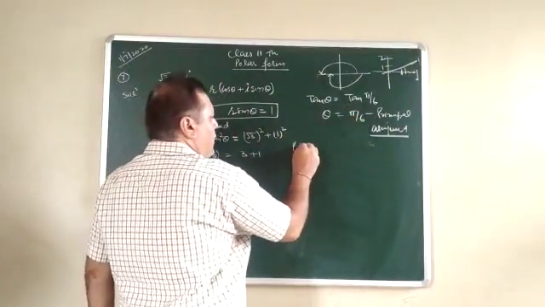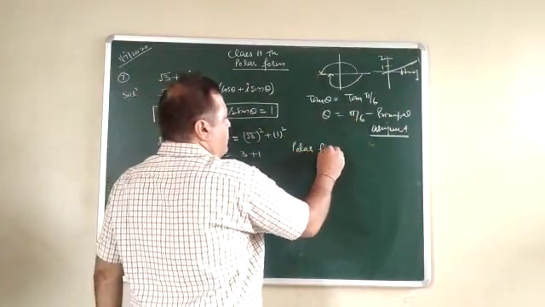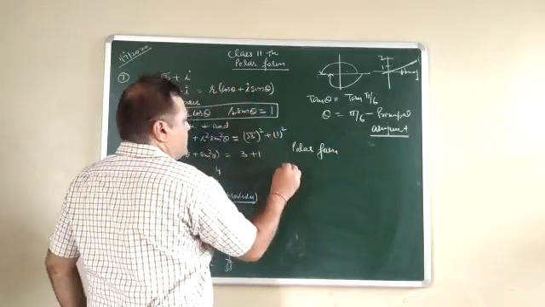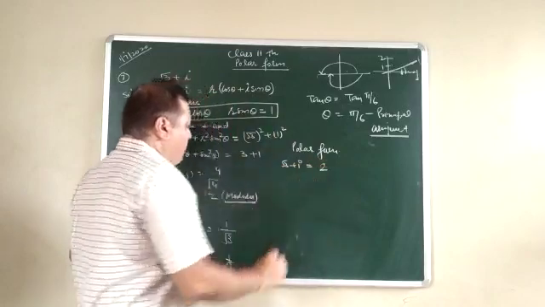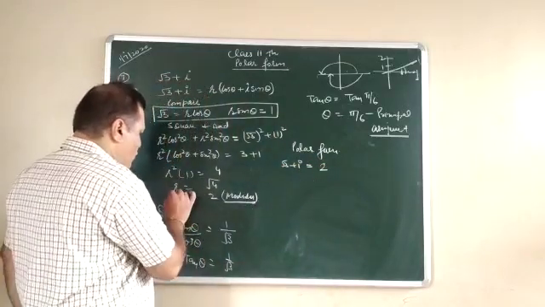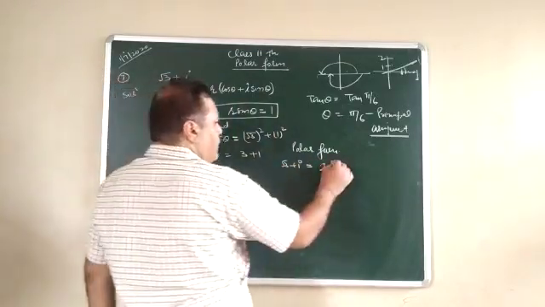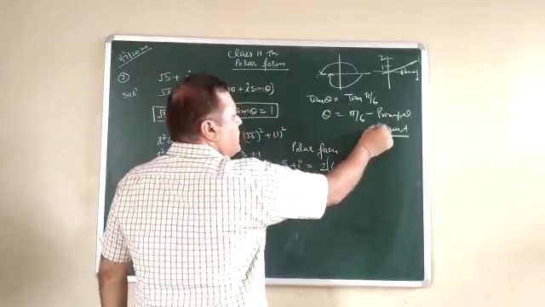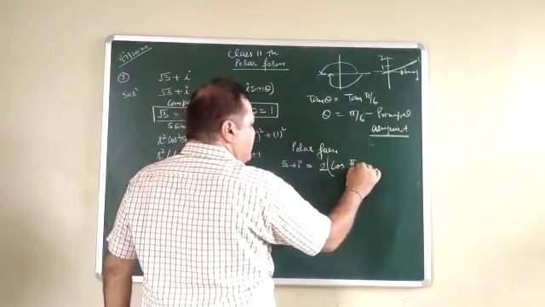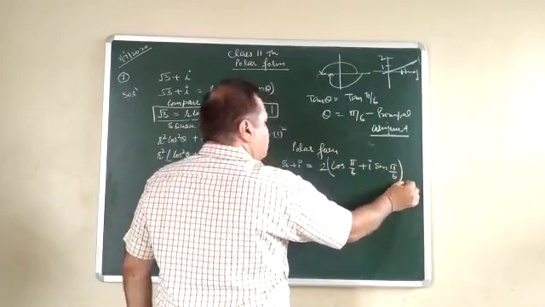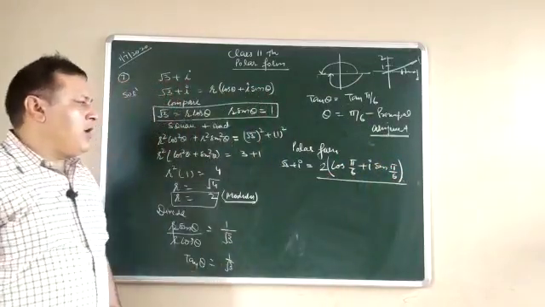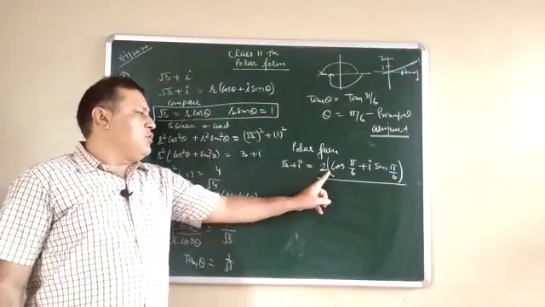Now polar form. How can we represent the polar form? It is root 3 plus iota is equal to r. The value of r is equal to 2, which you already calculated, into cos of pi by 6 plus iota sin pi by 6. This form is called the polar form. This is the answer. No need to simplify.